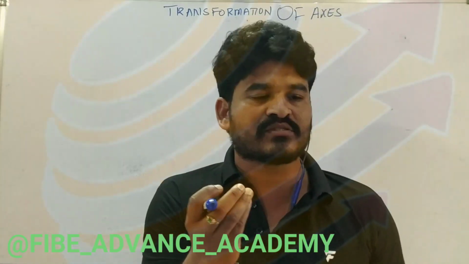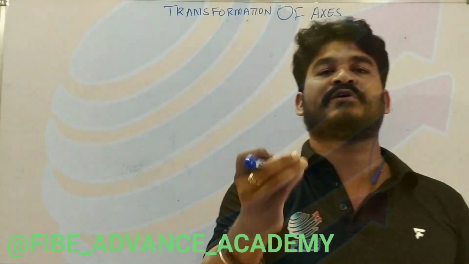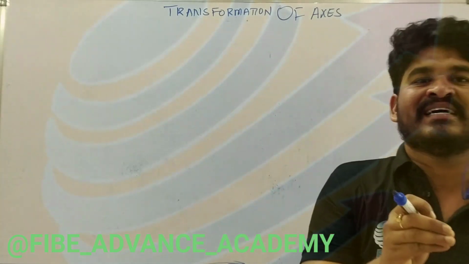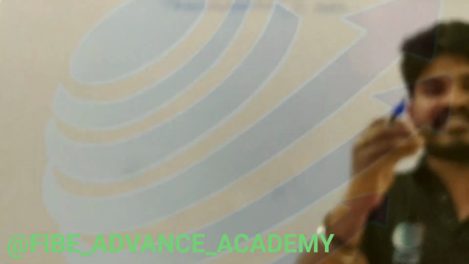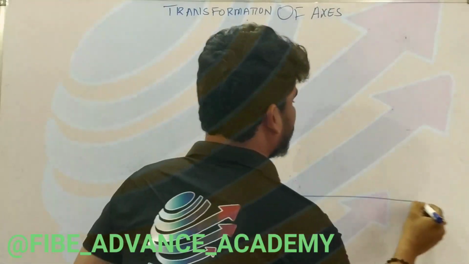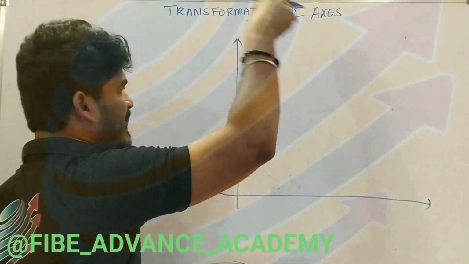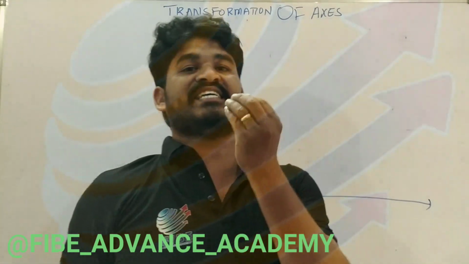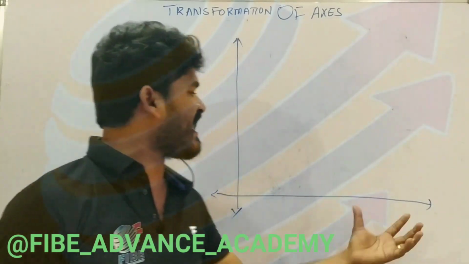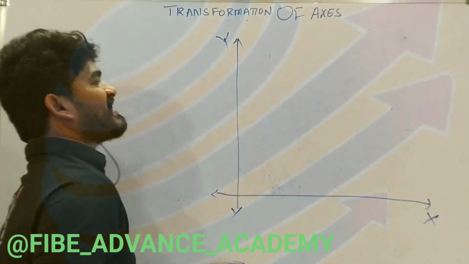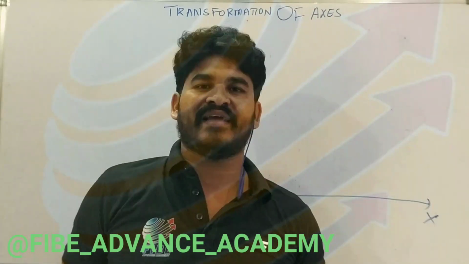The transformation of the axis is obtained when the given origin point is shifted to one more point on the axis, without changing the direction with respect to the x and y axes. This is called a transformation of the axis.